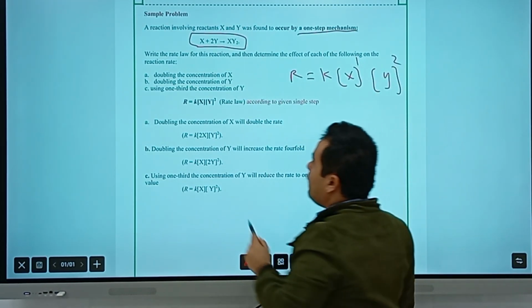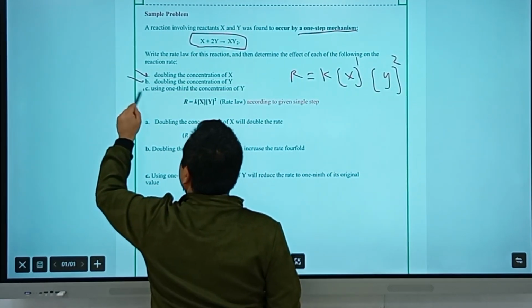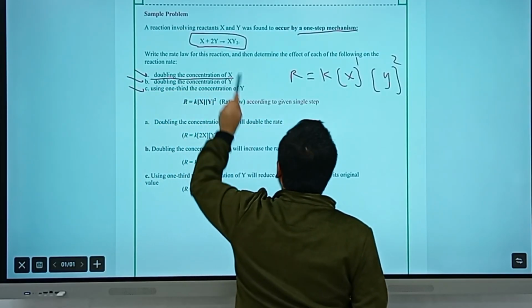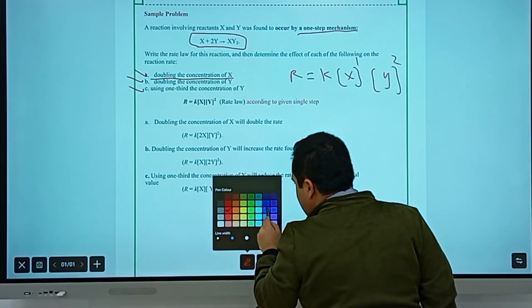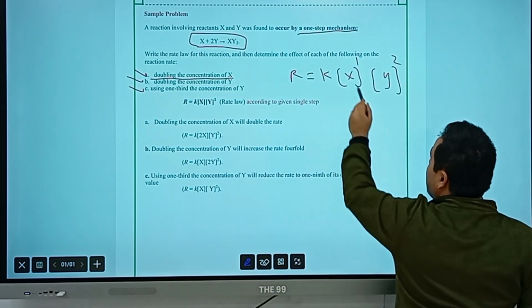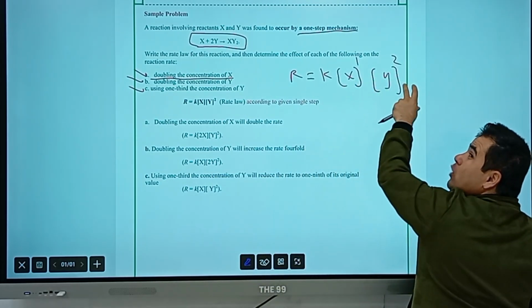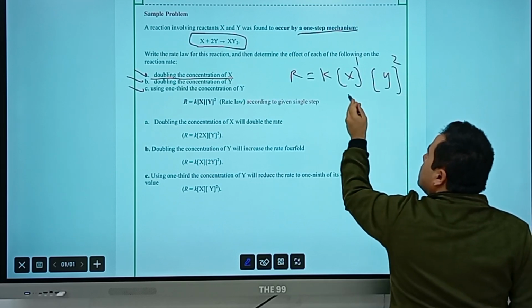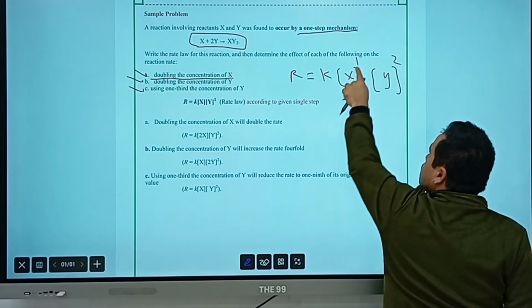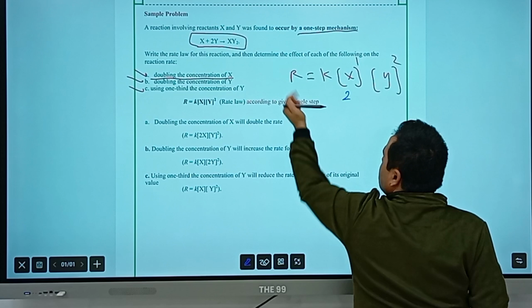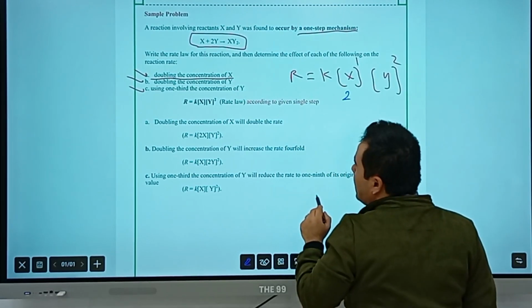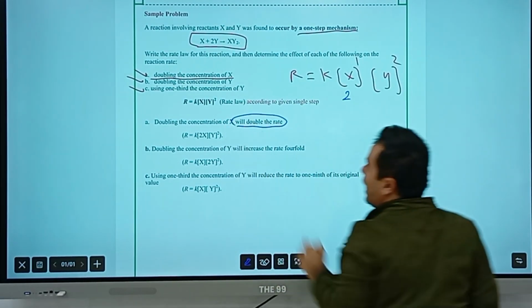Let us answer the following cases, guys. A, doubling the concentration of X. When we double the concentration of X, Y is not mentioned, so let Y be constant. Doubling this, 2 to the power of 1 doubles the rate. So the answer is what? We'll double the rate of the reaction.